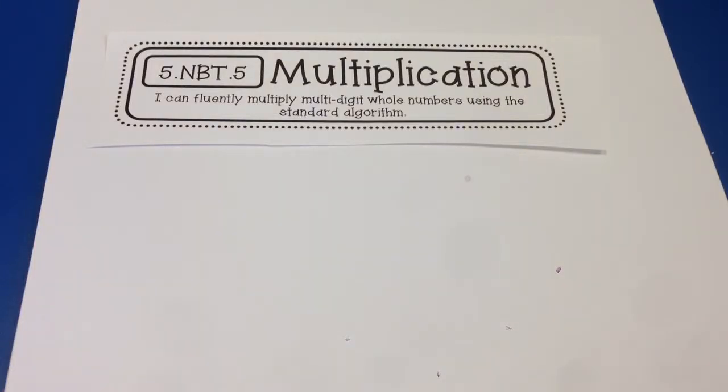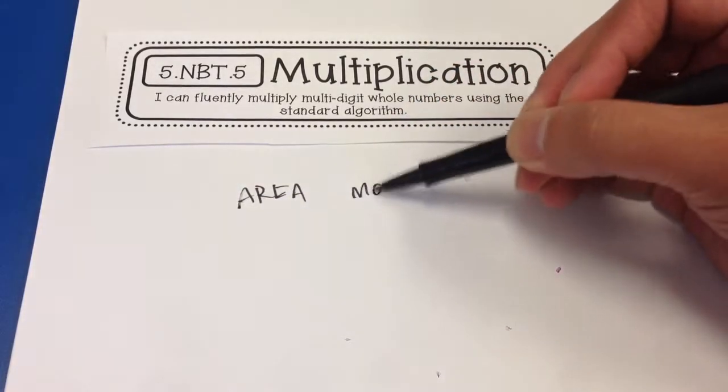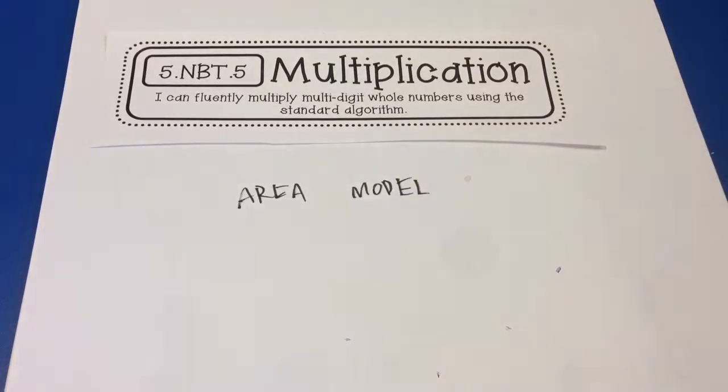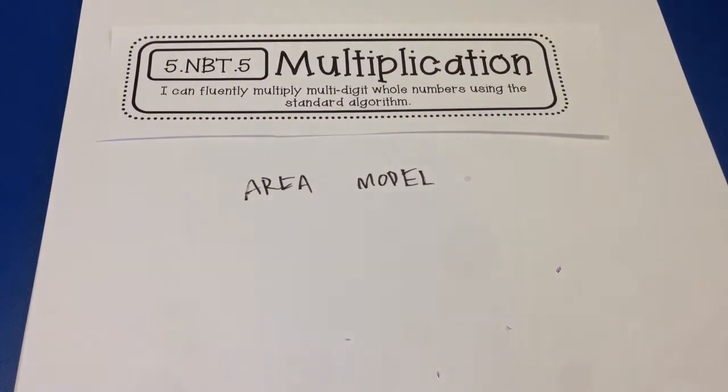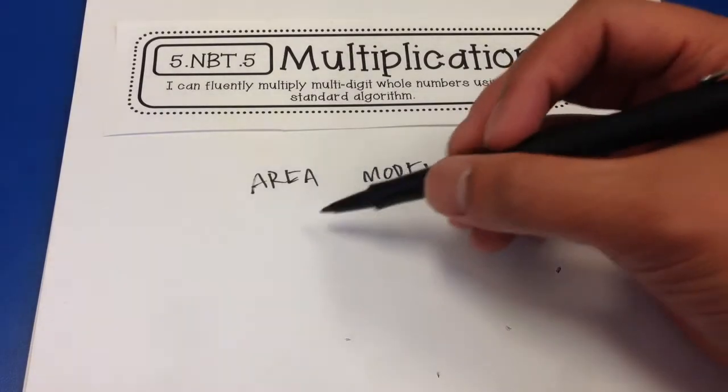Okay guys, so today we're talking multiplication, and I want you to be able to multiply by a two-digit whole number using a method called the area model. And the area model is a drawing representation of using base 10 blocks to multiply two numbers. And so a few concepts to remember when doing the area model.